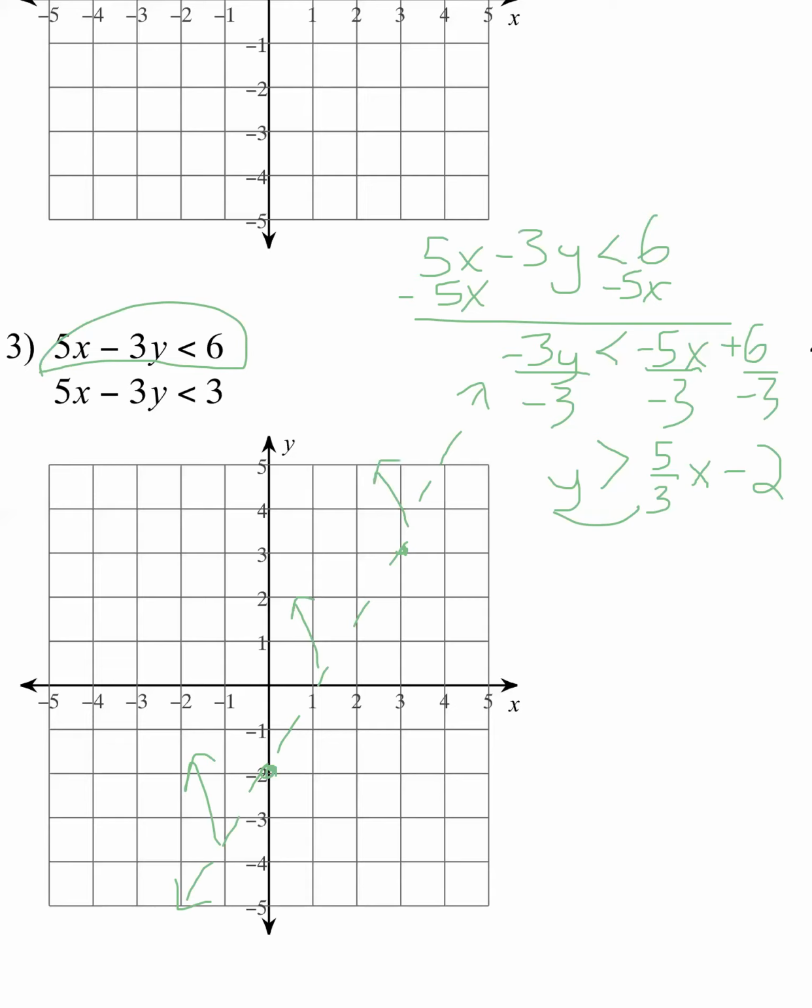Okay, now let's switch to blue and do the bottom. So 5x minus 3y is less than 3. Gotta minus the 5x.